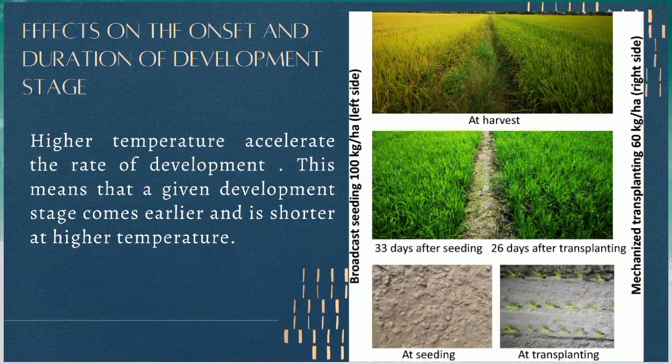For the effect on the onset and duration of development stage, higher temperature accelerates the rate of development. This means that a given development stage comes earlier and is shorter at higher temperature. For example, the rice variety IR36 flowers in 67 days at 23.5 degrees Celsius, but in only 53 days at 28.8 degrees Celsius. Because of this, the time for the rice plant to produce spikelets is reduced at high temperatures. Grain filling is affected the same way. With low temperature, the translocation of carbohydrates to the grain is slow but lasts for a longer period.